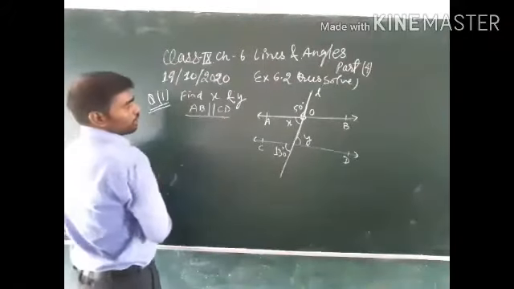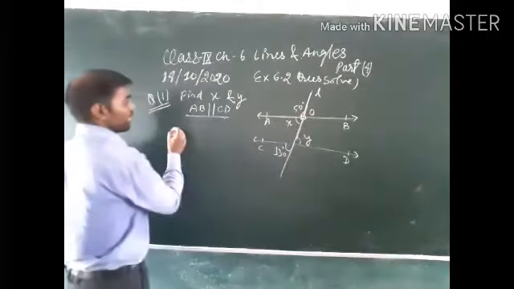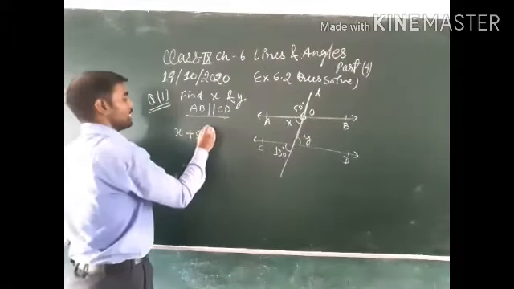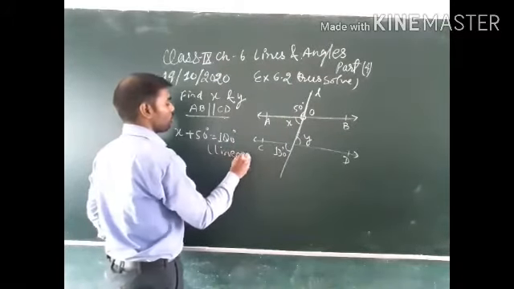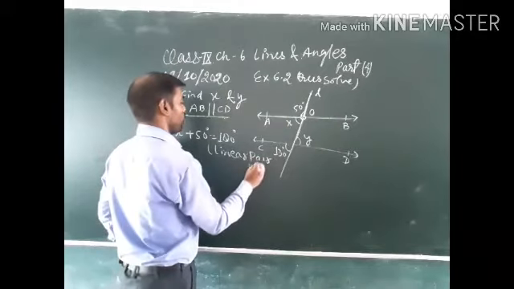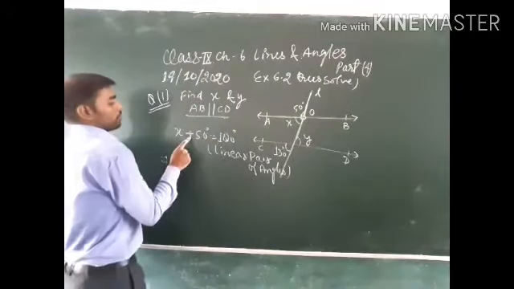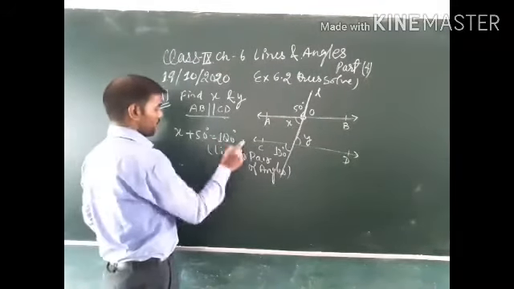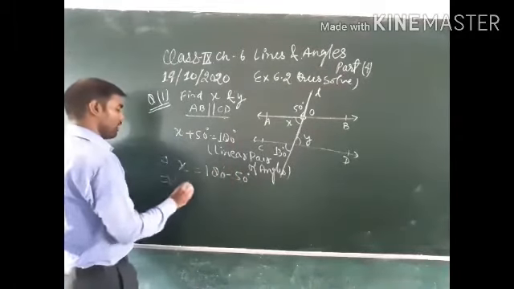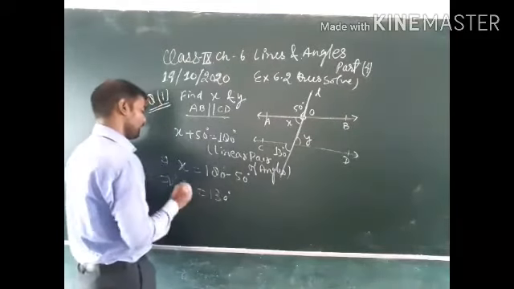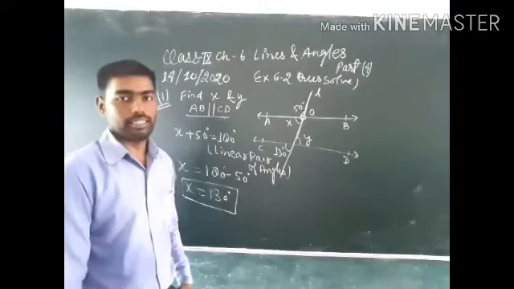So L is the line and ray AO stands on line L. So we can write x plus 50 degrees is equal to 180 degrees, and we write in bracket linear pair of angles. This is a plus sign; by transposing, this is a minus sign. So x is equal to 180 minus 50 degrees. So we get the value of x is equal to 130 degrees.